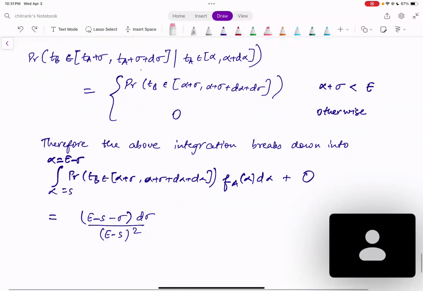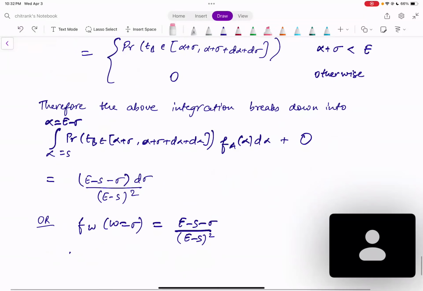And now if you substitute in, it is quite obvious that the probability that TB lies in this range is nothing but the width divided by E minus S, because TB is uniformly distributed. So upon substituting that in and doing the integration, that's what you'll get, which implies that your density function of W comes out to be this.